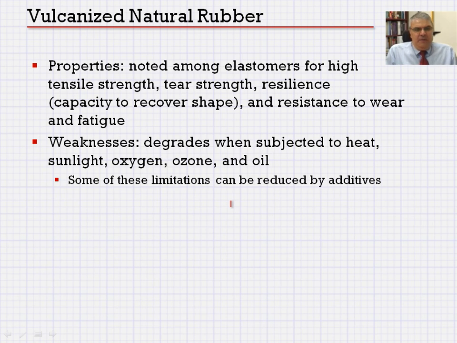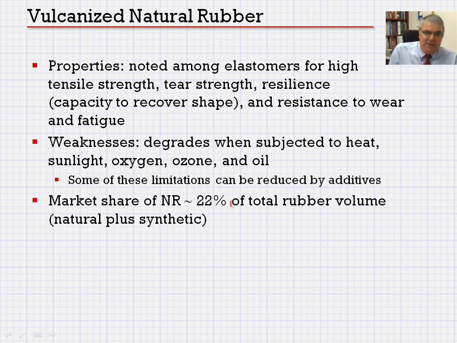So what are some of the drawbacks of natural rubber? Well, they don't do well when they're subjected to heat, sunlight, oxygen, ozone, and oil. And we can play with some of these weaknesses or drawbacks by adding additives, and that will reduce some of these less desirable characteristics.